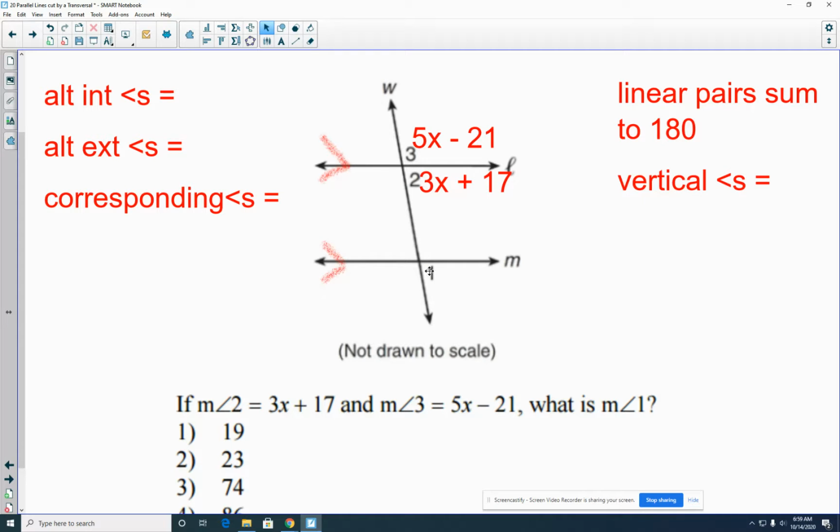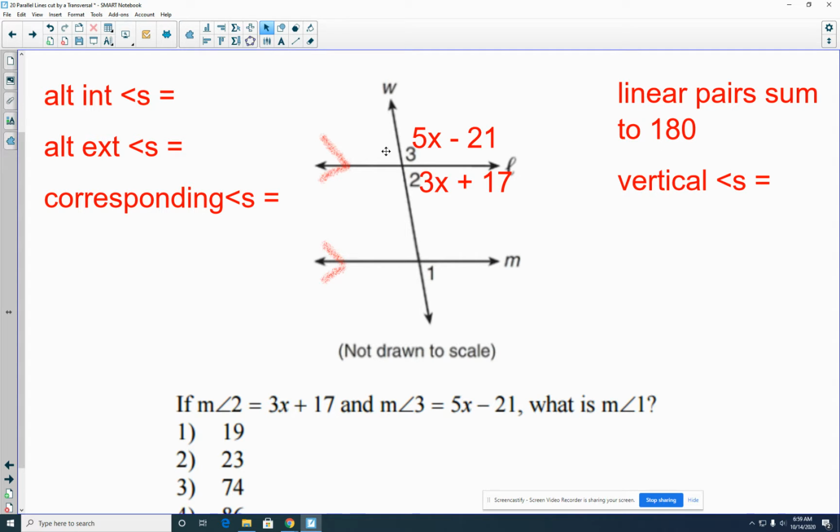I'm going to leave angle 1 out of the picture for a second. That's my goal. I want to find angle 1, but I'm going to deal with angle 2 and angle 3 first. So angle 2 and angle 3. Now notice I'm only talking about this line here. So none of these parallel line theorems are going to apply. I'm going to deal with these over here.